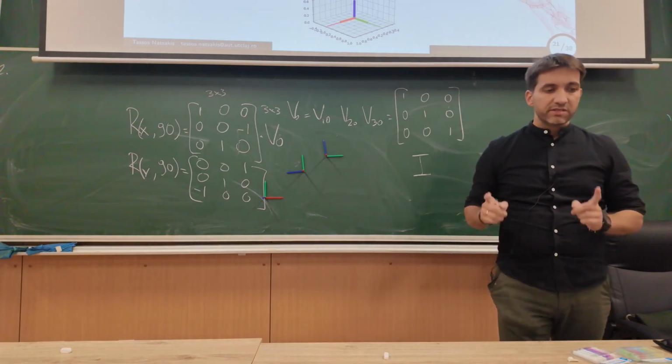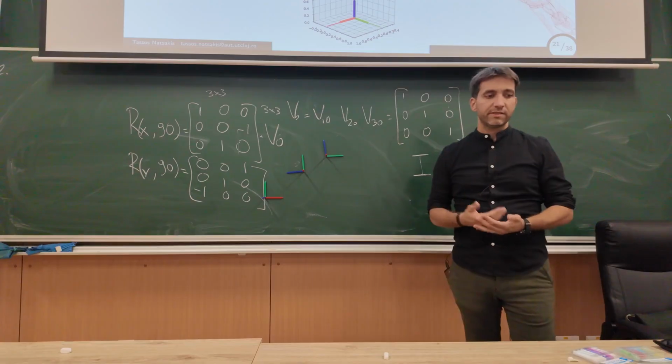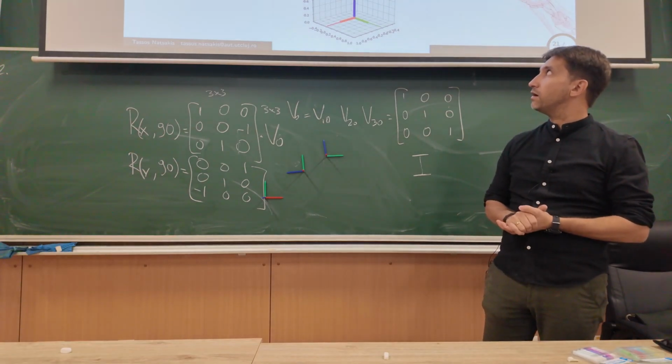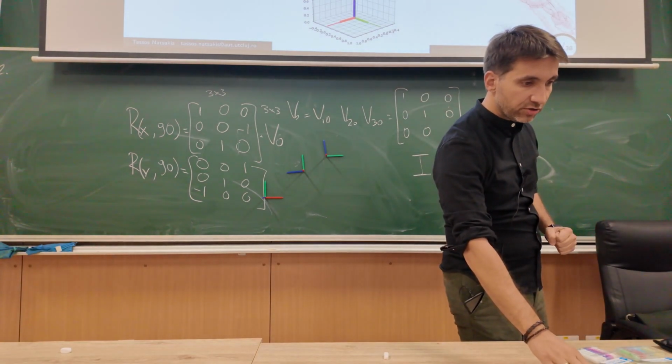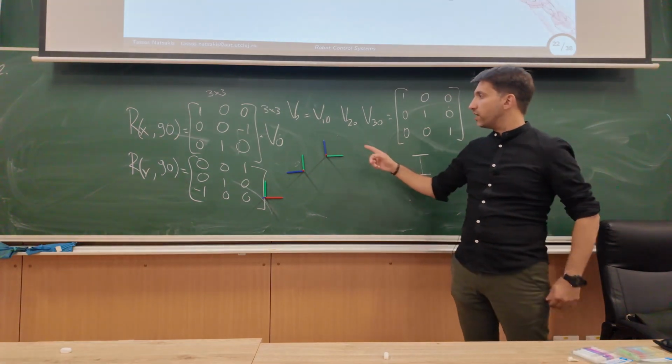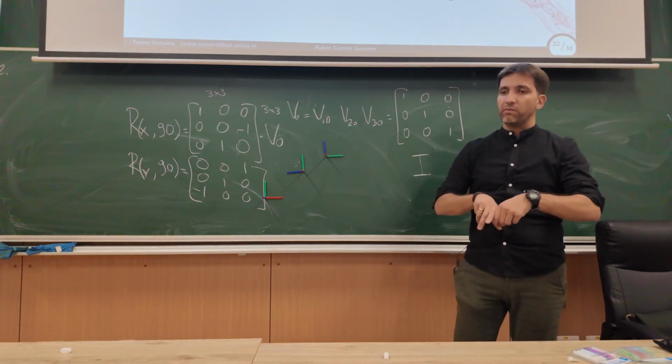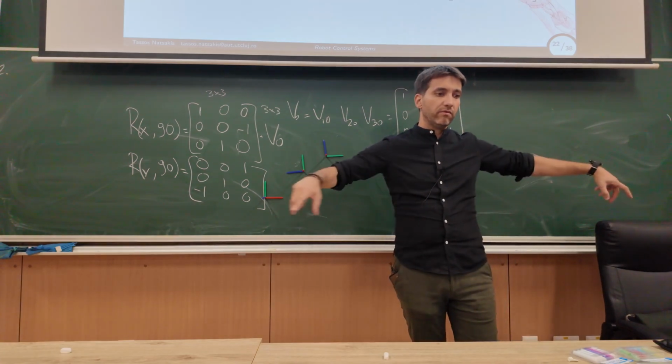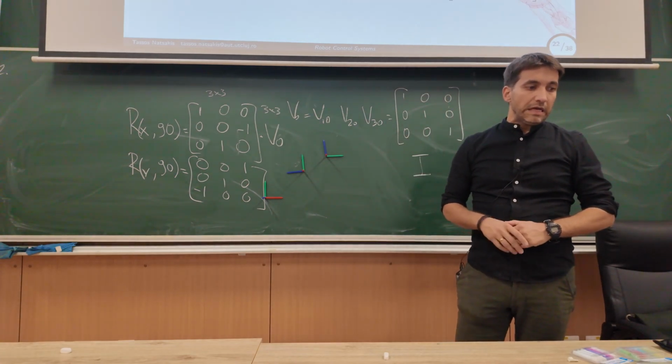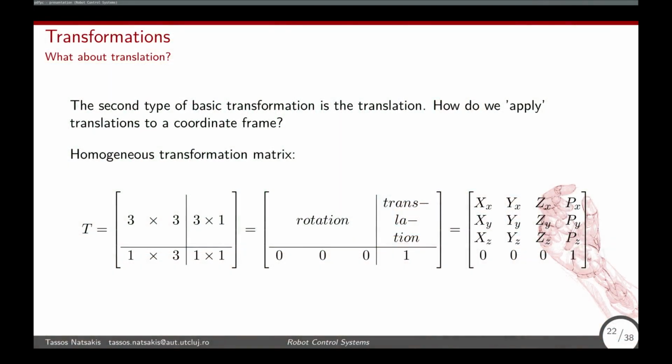Right, good. Before we see the order of multiplication, let's put in the game also translations. Because we only talked about frames rotating, but we might have also frames translating relative to each other. In order to talk about translations, we need to expand these matrices from 3 by 3 matrices to 4 by 4 matrices. So this is what we call the homogeneous transformation matrices. Okay. How do we expand to 4 by 4?